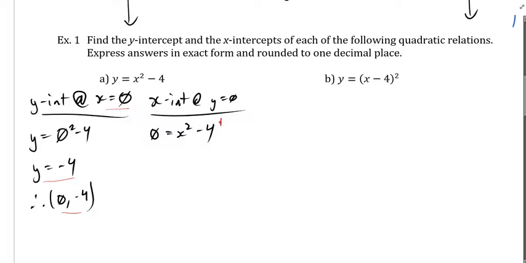Okay, so I'm going to add 4 to both sides. Very nice. And here's the trick. What do I do now, Megan? Square root of both sides. And what's the square root of 4? 2.